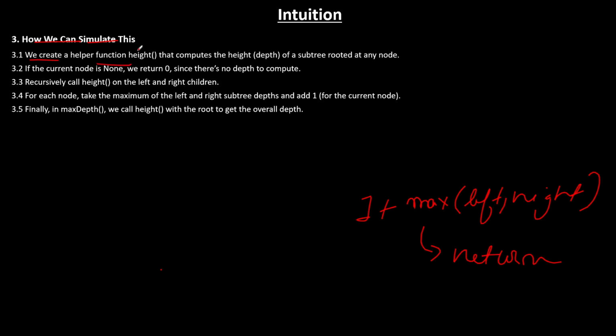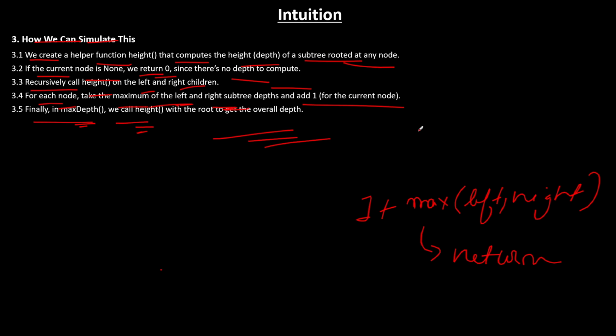We will create a helper function that computes the height or the depth of a subtree. Okay. If the current node is none, we return zero, since there is no depth, like in the leaf node basically. And recursively we will call the height function again and again, taking the left and right children. For each node, we will take the maximum of the left and right subtree as I discussed here and add one for the current node. And finally, we will return the maximum depth, which is the given main function, and we will call height.